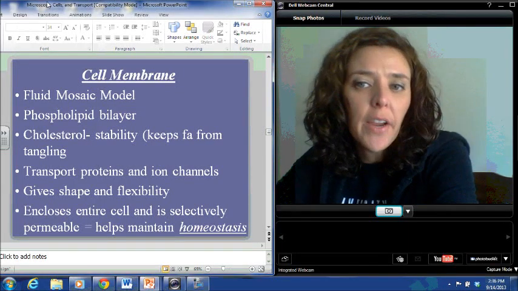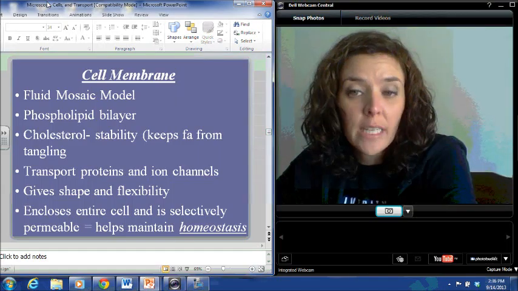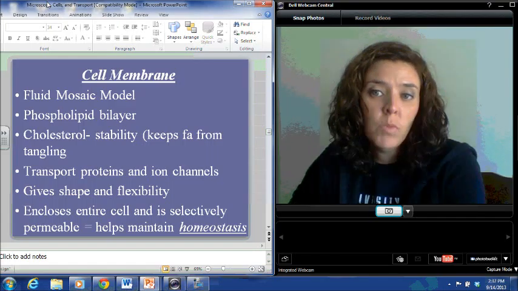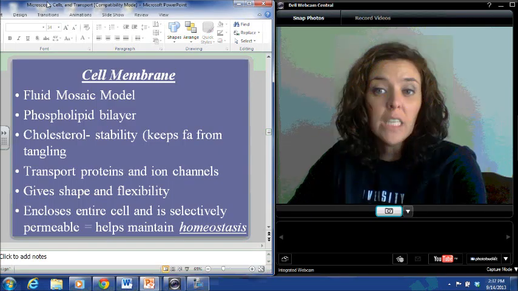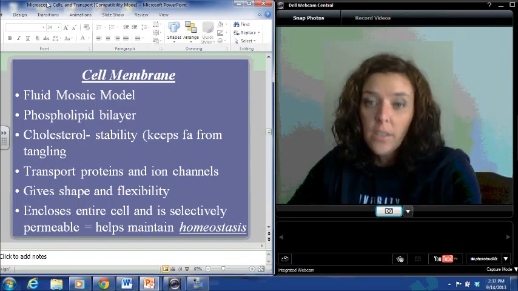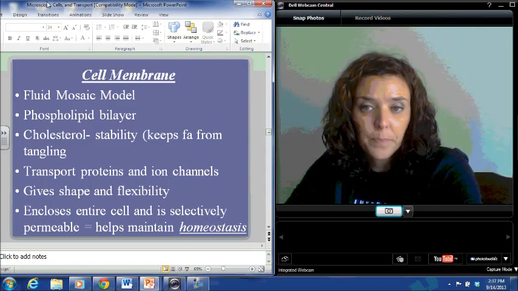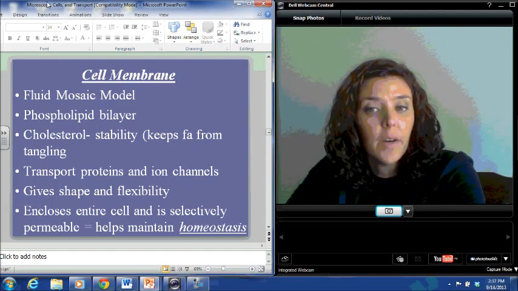Hey guys, this part of the cell unit is going to discuss cell transport. When I'm talking about cell transport, I'm not talking about how the cell moves from one place to another. Instead, I'm talking about how materials like oxygen and other really important things need to go into and out of the cell. The thing that protects the cell is the cell membrane.